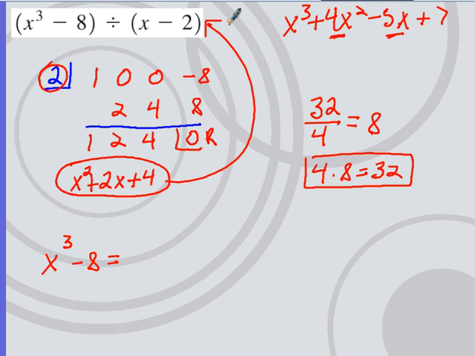Sure. Since x to the third minus 8 divided by x minus 2 gives you x squared plus 2x plus 4, that means that x to the third minus 8 is equal to x minus 2 times x squared plus 2x plus 4. What you just did was factor. And we're leading into factoring. We're not going to factor today. We'll start that probably tomorrow.